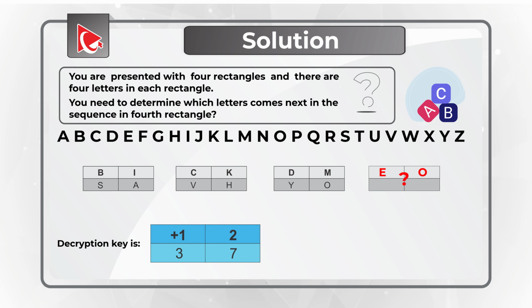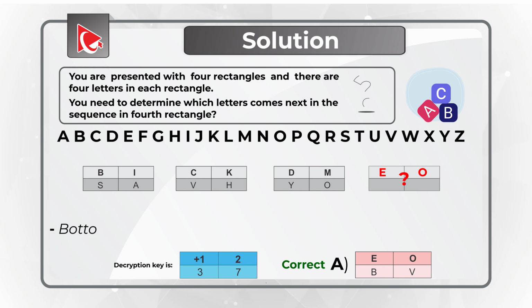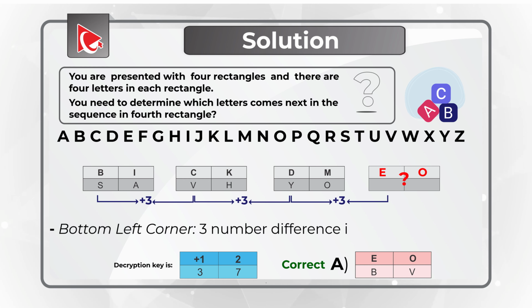If we look at the answer, we already know that the correct choice here is choice A, because the upper row letters are E and O only in this choice. But the question is done in such a way that you can continue the logic and determine the decryption key for the bottom row as well. If you're interested, in the bottom left corner, we have 3 number differences in the second row, and the correct choice here would be choice B.